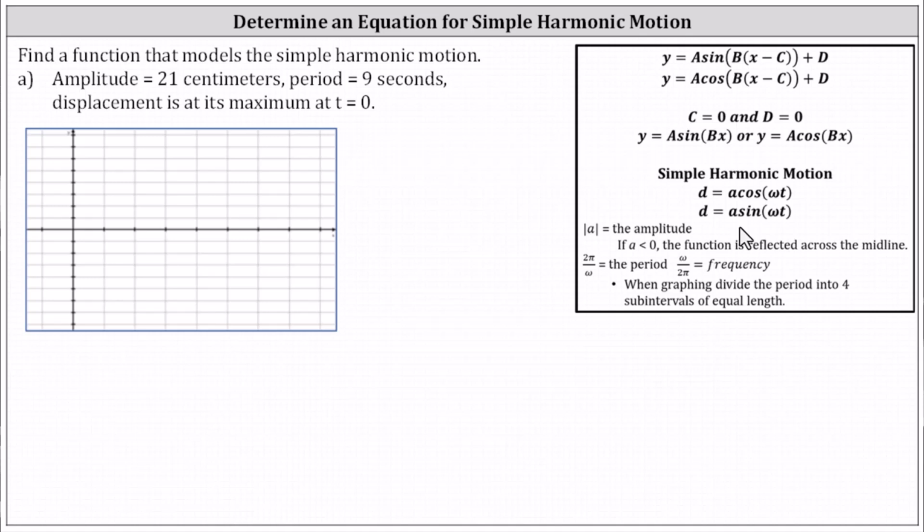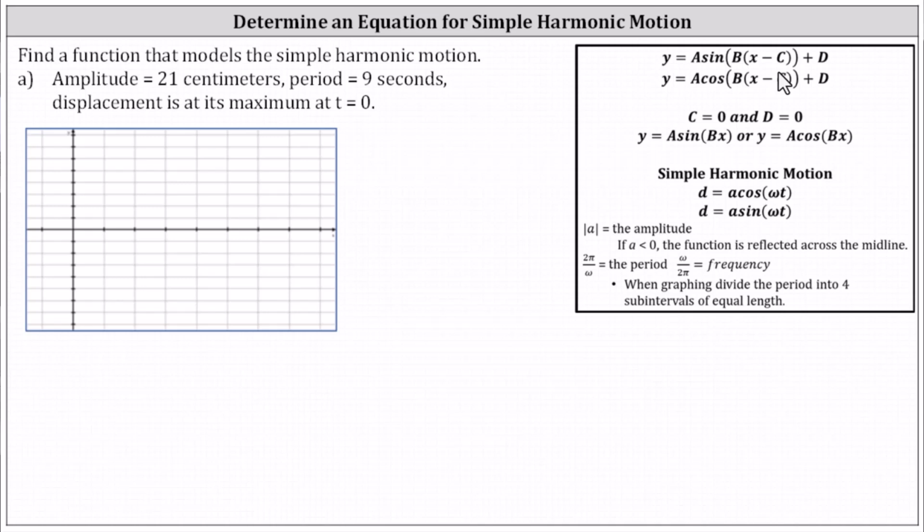Simple harmonic motion is given by d equals a times cosine omega t, or d equals a times sine of omega t. While we're using different variables here, these equations are in the same form as the form shown above when we were studying the transformations of sine and cosine.